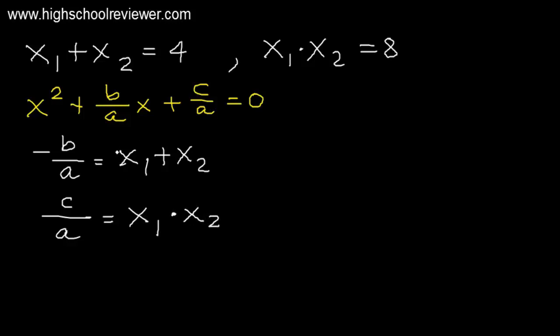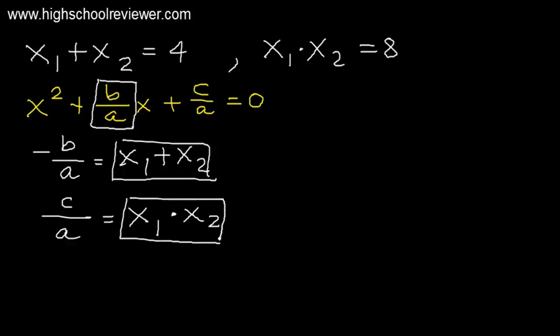We can then substitute the values here. Instead of b over a, we are going to use x sub 1 plus x sub 2. And then we are also going to substitute x sub 1 times x sub 2 for c over a.